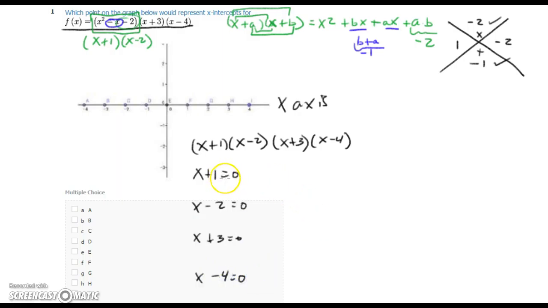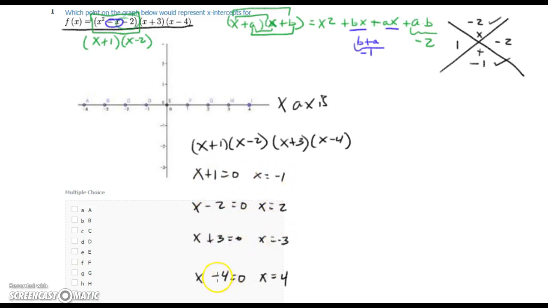And some of you, just by inspection, just by looking at it, can say, oh, well, what number plus 1 is 0? -1. So the x value here is -1. The x value here is 2. And the x value here is -3. And the x value here is +4. So it's just the opposite of what your term is. So +1, -1, -2, +2, +3, -3, -4, +4.